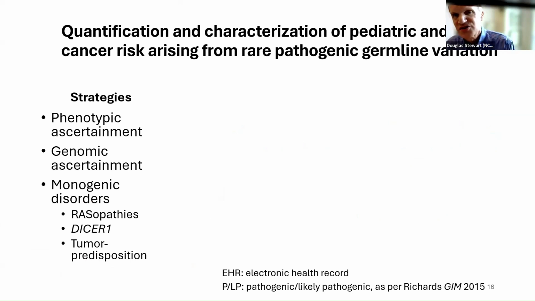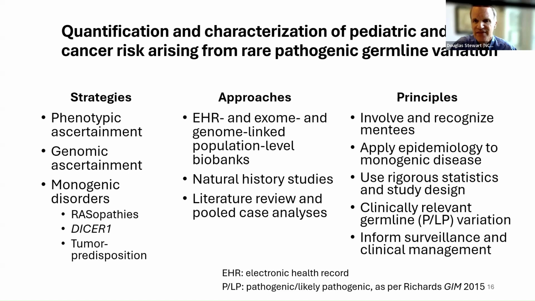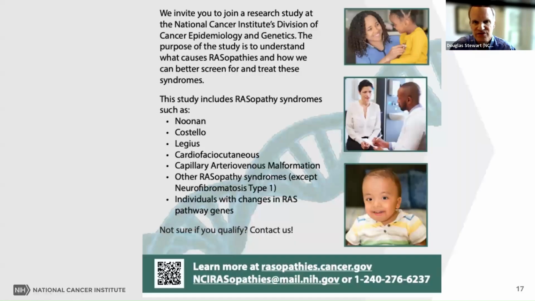I neglected to include the phrase genomic ascertainment in my title, but it'll become obvious that that's a central part of this talk. Generally, my interest is in quantification and characterization of both pediatric and adult cancer risk, and I use a variety of approaches listed there, which we will focus primarily on that first bullet, less so on the second two bullets. I seek to include all of the principles listed there, recognizing mentees, using epidemiology, and really focusing on clinically relevant variation and trying to change management whenever possible or inform surveillance.